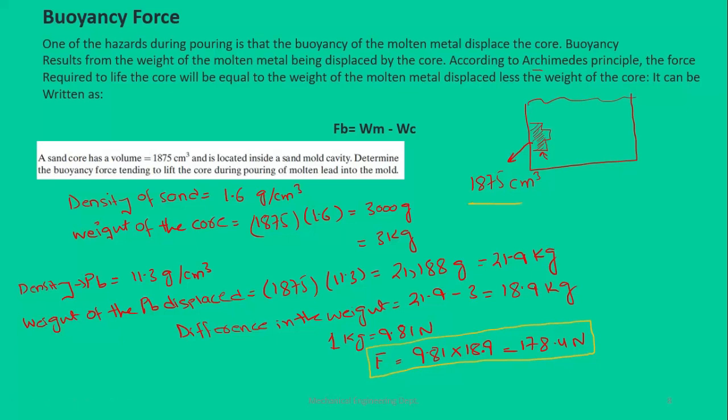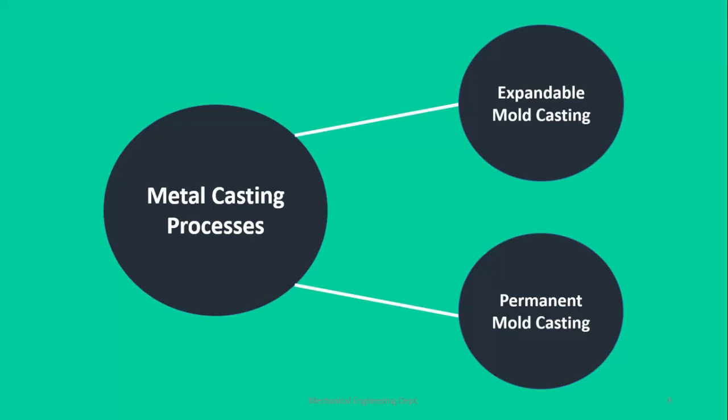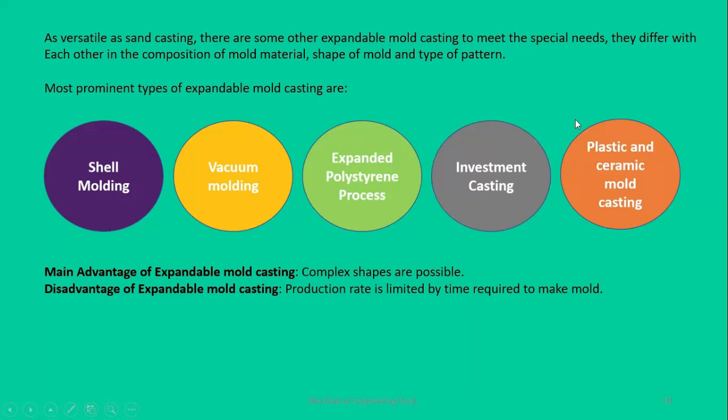So this was the end of the sand casting, and now we'll begin with some other types of expandable mold casting. As we know that the sand casting is versatile in terms of the geometry that can be designed, because it can cast some complex geometries, and almost any metal that can be melted can be cast using the sand casting method.